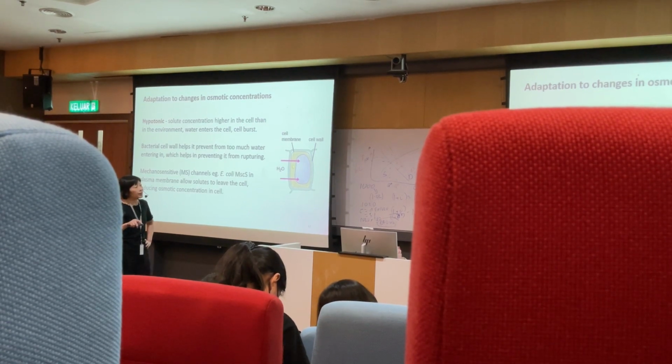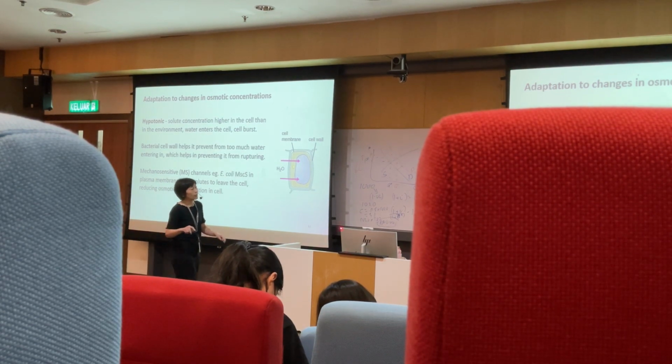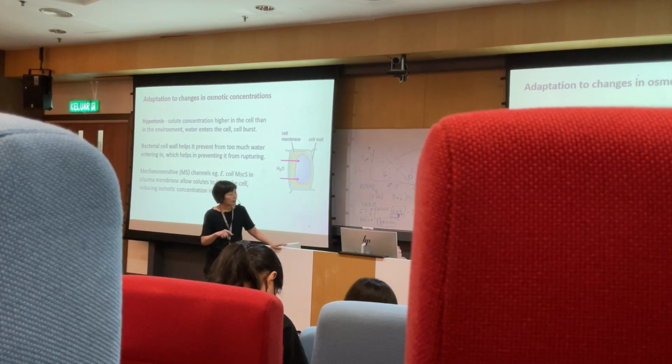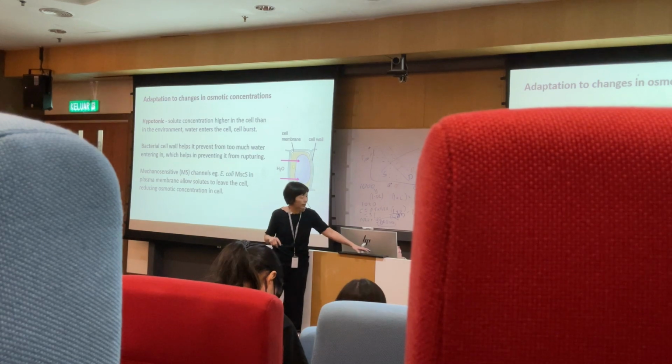There is another system called the mechanosensitive channel, which allows solutes to leave the cells. When too much water is going in, they will also pump out the solute, so that the concentration of solute inside the cells is reduced and the water stops going in. So that's the mechanism to maintain cell size and cell shape.